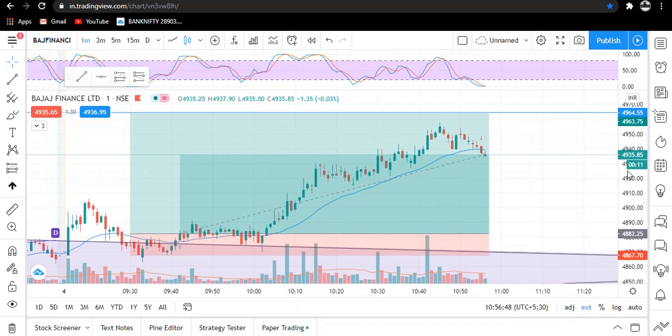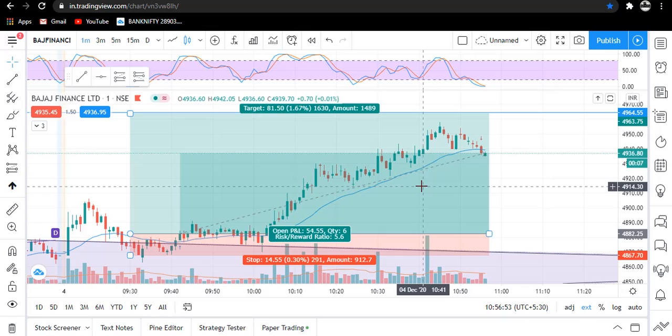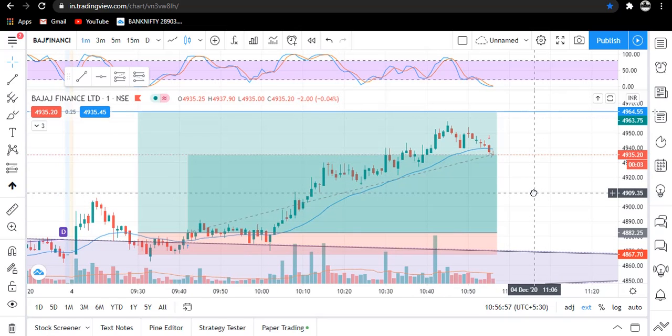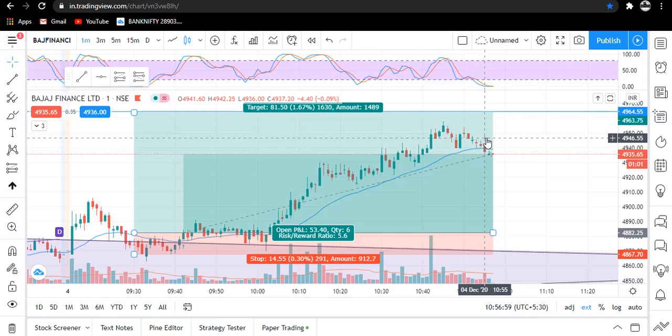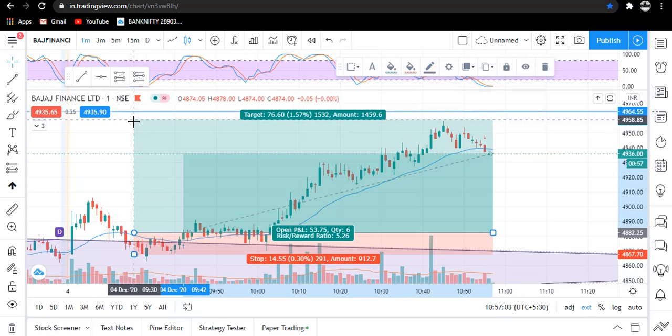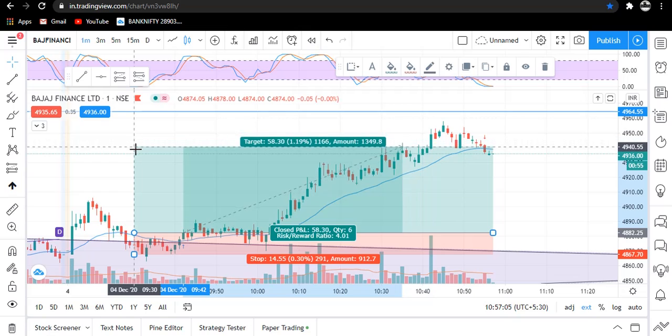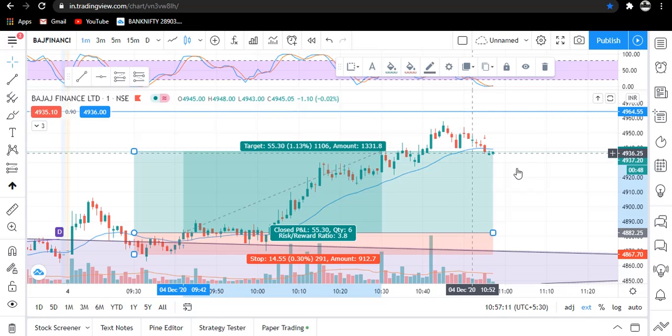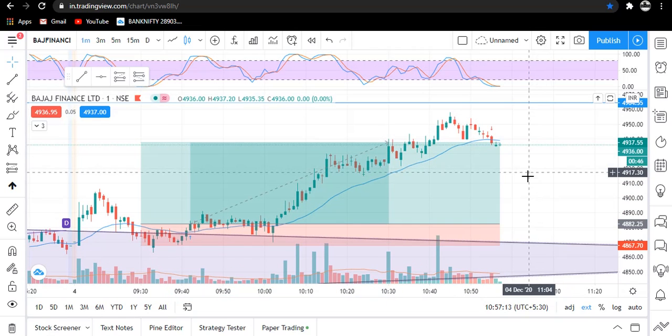Traders, we have exited our trade. We didn't get the 5.6 risk reward, but we have got a good risk reward ratio. You can see by this arrow, we exited our trade here at this swing low. Okay traders, so this was our trade.